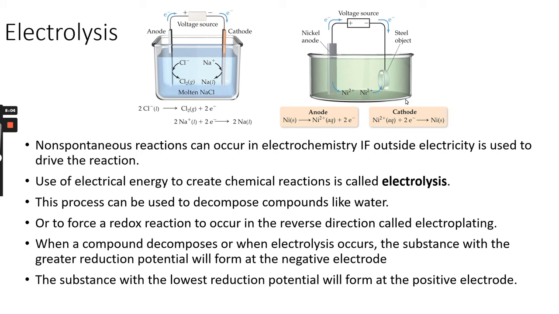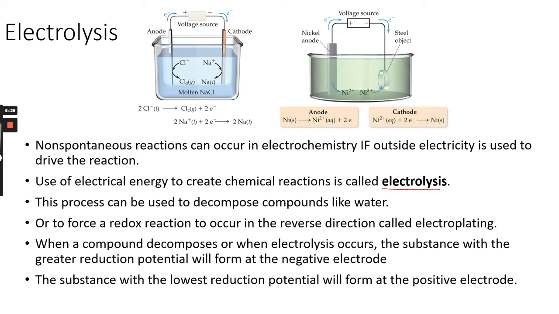In electrolysis, you are applying an electrical source. You have some voltage source. A non-spontaneous reaction can occur if you have an outside electricity that is used to drive the reaction. The use of electrical energy to create a chemical reaction is called electrolysis. This process can be used to decompose compounds like water or like our sodium chloride up here, or to force a redox reaction to occur in the reverse direction, called electroplating.